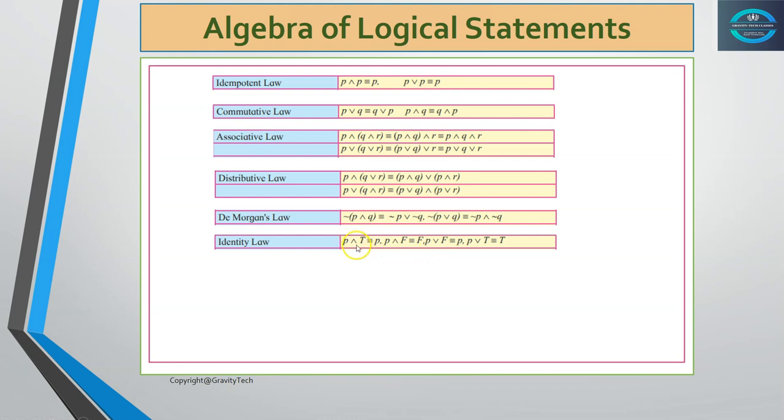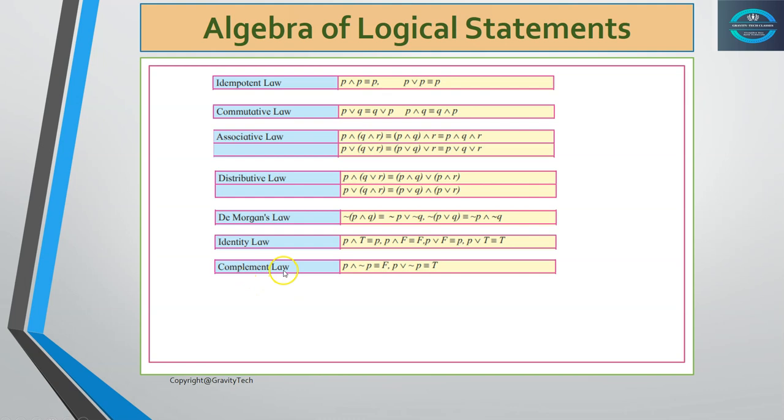अगर आप किसी का भी and T के साथ करो तो आपको वही आंसर आएगा, right? P and T will be equal to what? P. And P and F will be equal to what? Similarly, P or F will be equal to P and P or T will be equal to T. Okay, so these are the identity laws.